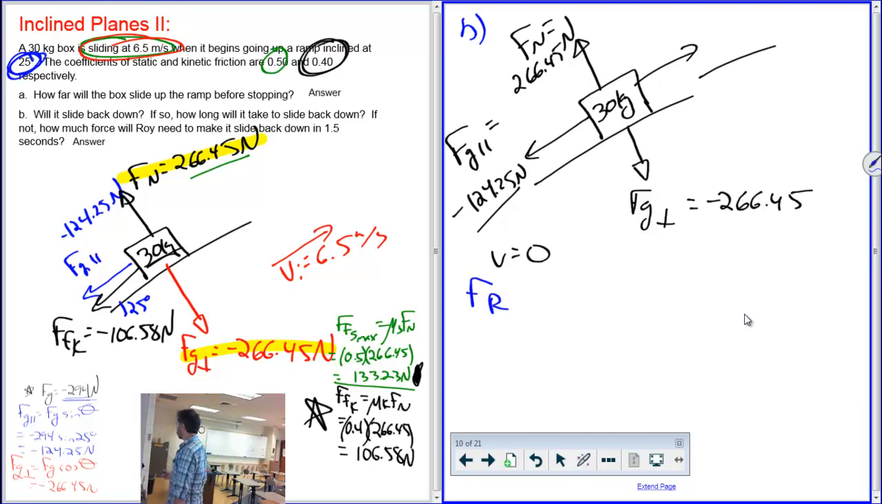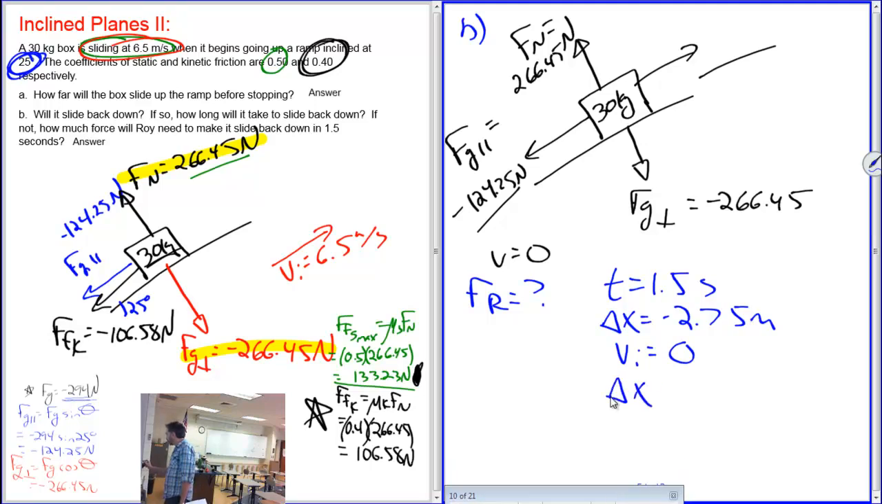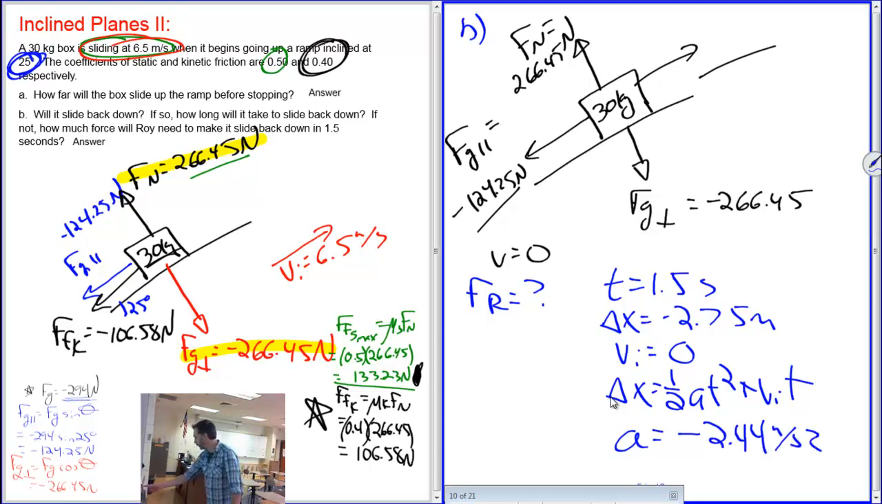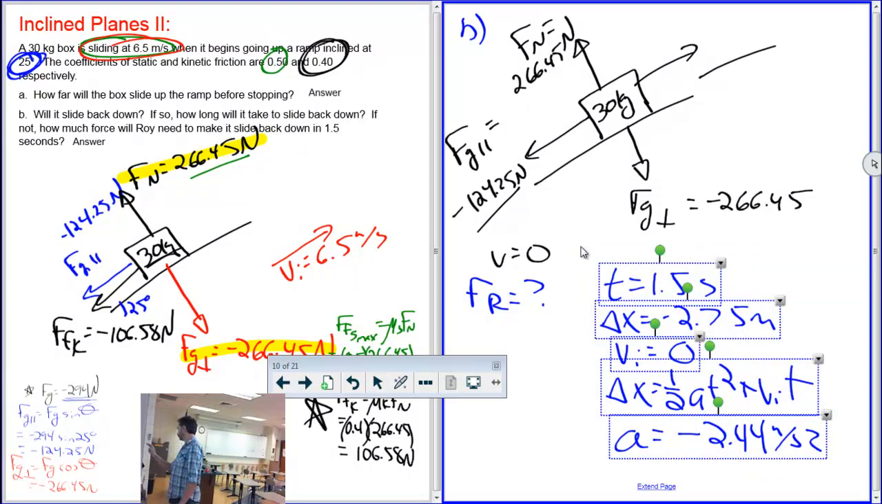So our question is, find the force of Roy under these circumstances. We want it to slide down in 1.5 seconds. To slide back down, it has to go back down the 2.75 meters it just went up, from an initial velocity of 0. If you use this equation, we know everything here except acceleration. If you solve for your acceleration, you get negative 2.44 meters a second squared. So we are almost done here.